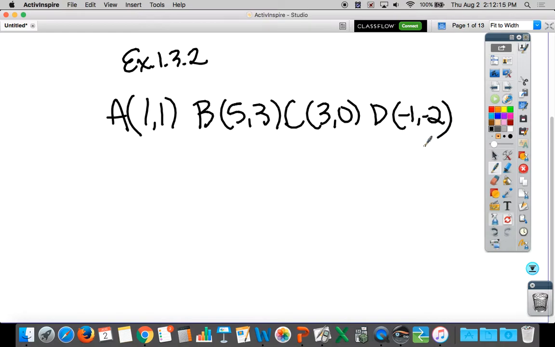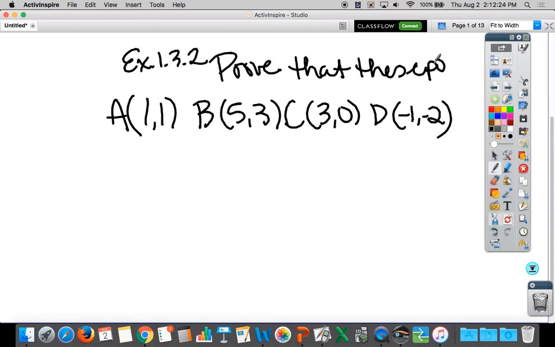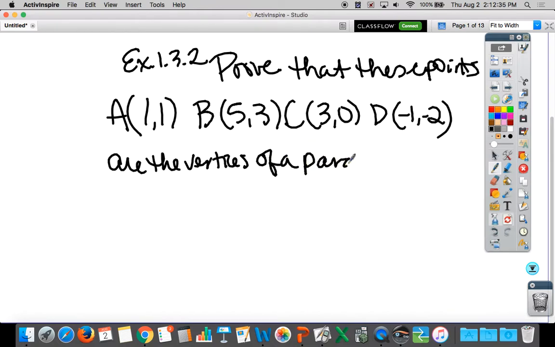Okay, so they're asking you to prove that these points are the vertices of a parallelogram. Parallelogram, is that right? Okay. Maybe that's better. If it's not, y'all don't tell me.